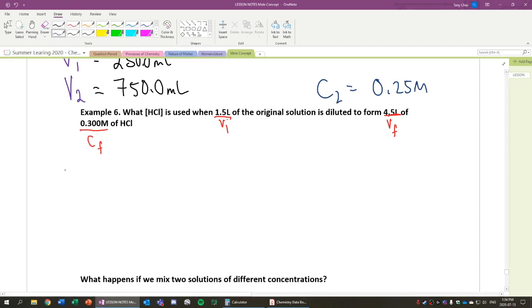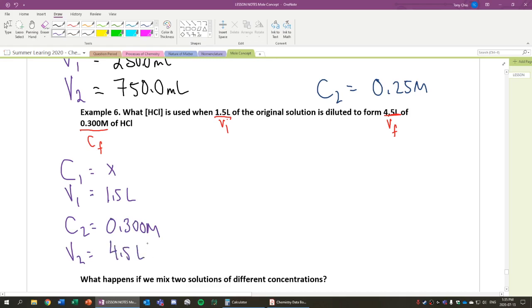So again, we write our information down. C1V1 is equal to C2V2. You can write it like that. Okay, do we have our initial concentration? No, that's our unknown. We have our initial volume, that's 1.5 liters. We have our final concentration at 0.300 molarity, and we have our final volume, which is 4.5 liters.